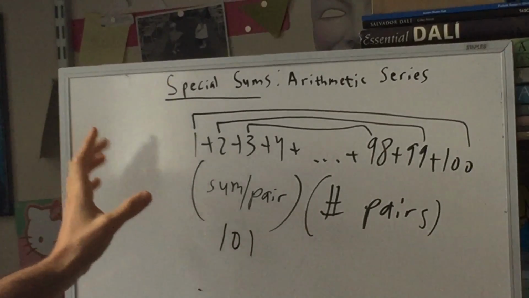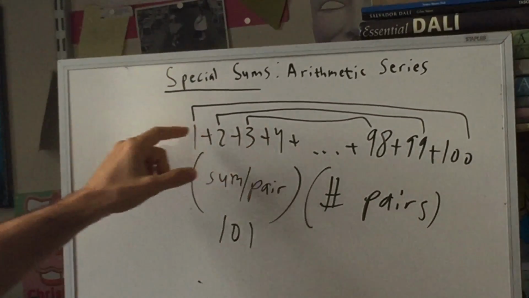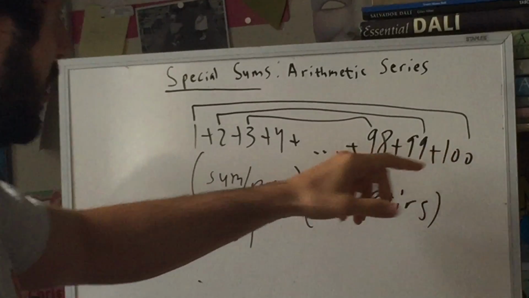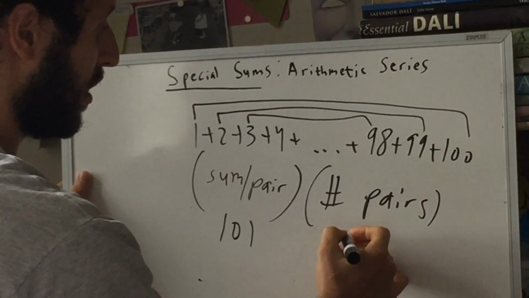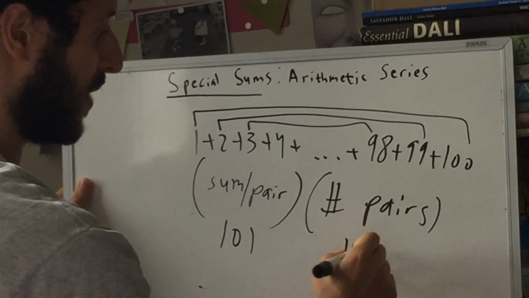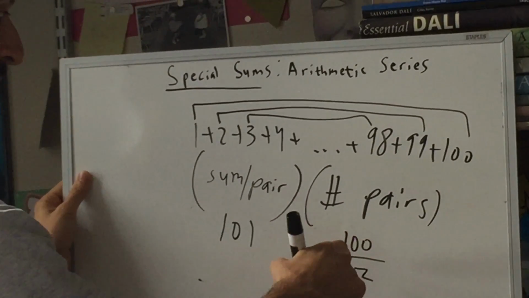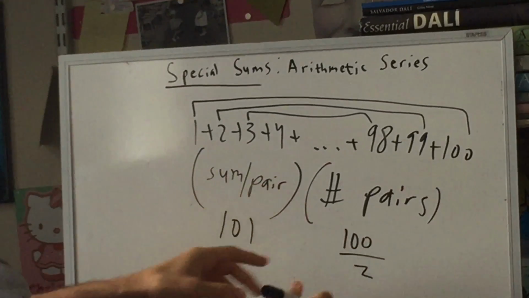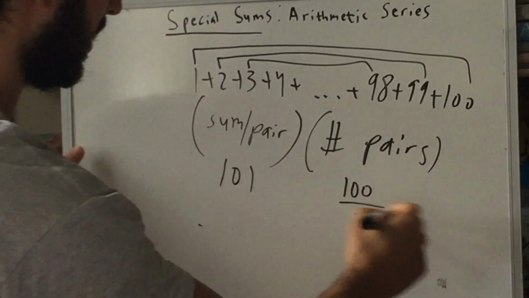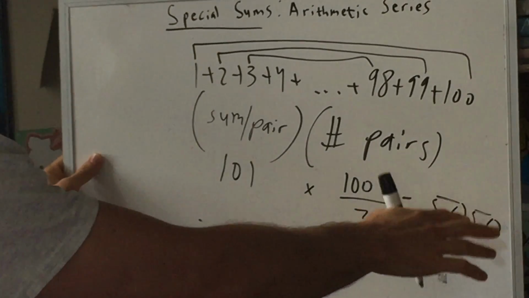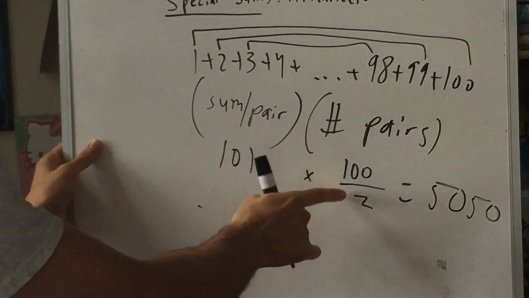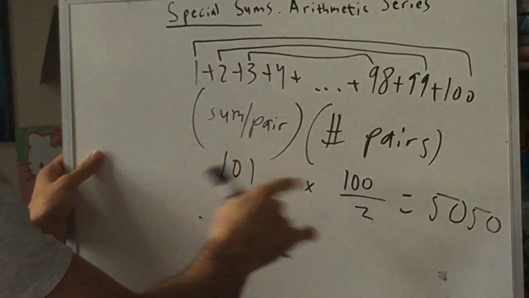How many pairs are there? In this case, it's very easy to see there's 100 numbers. So since you're pairing 2 at a time, it will be 100 divided by 2, or 50. So I'm just going to write 100 divided by 2 so you can see where that number came from. Now we can multiply this out, 101 times 50, and get 5,050. I'm not so concerned about multiplying, I just care that you can set it up like this. From here, everybody should know how to multiply.